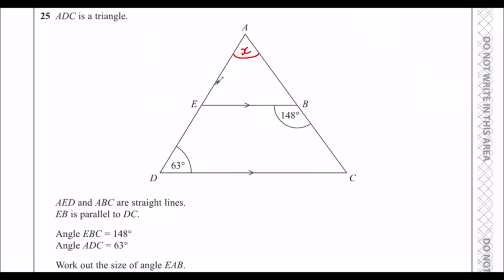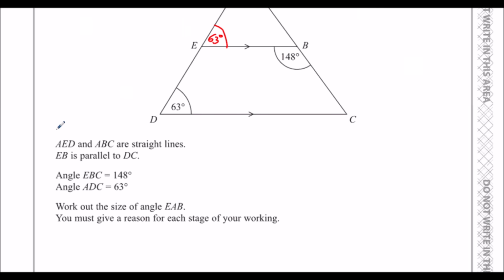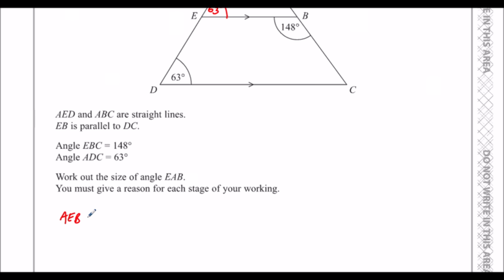We can say that this angle here, AEB, is the same as ADC. These are corresponding angles. So we've got 63 degrees here. AEB and ADC are corresponding angles. So AEB is 63 degrees because corresponding angles are equal.